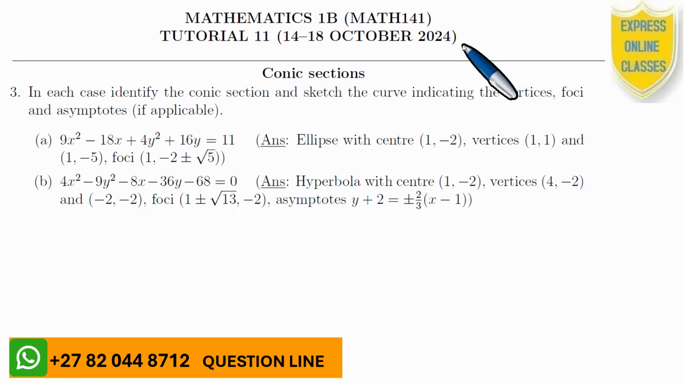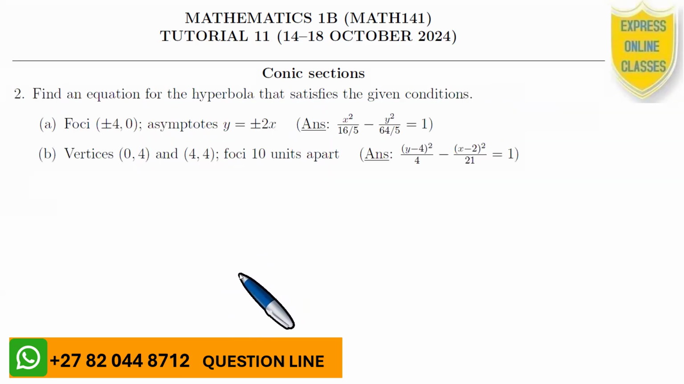Okay, right. So there are a couple of things that we need to take into account here. What are the things that we need to take into account? They pertain to conics, or what you call conic sections. And in each case, identify the conic section and sketch the curve indicating the vertices, foci, and asymptotes if applicable, etc. Okay, I'm indicating that we have already done 2A together with 2B.